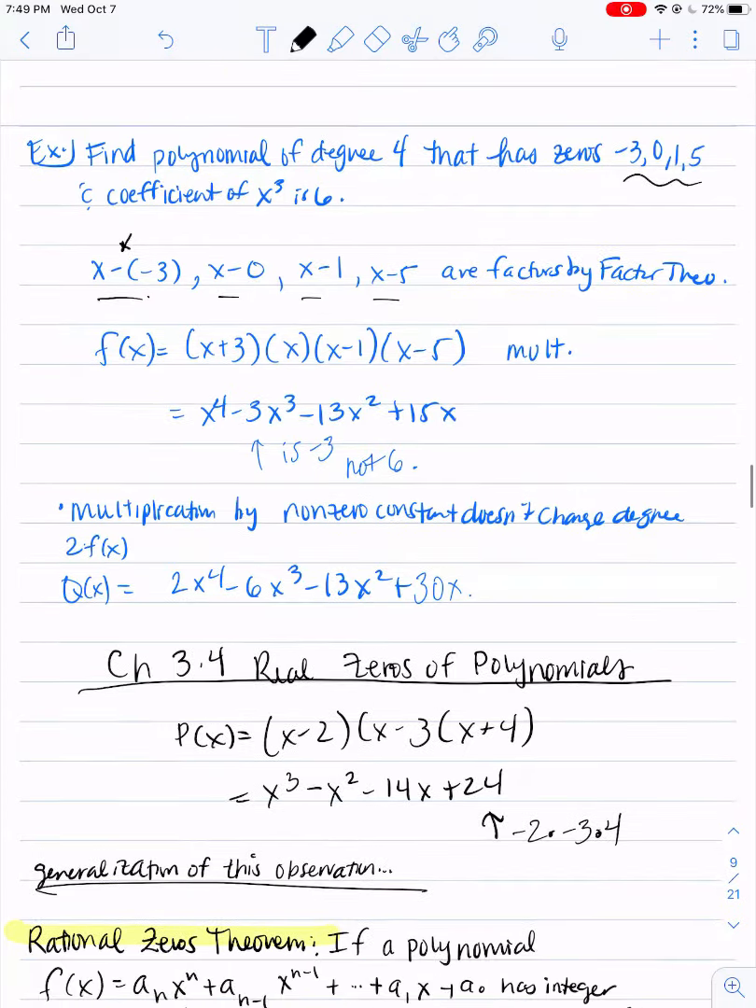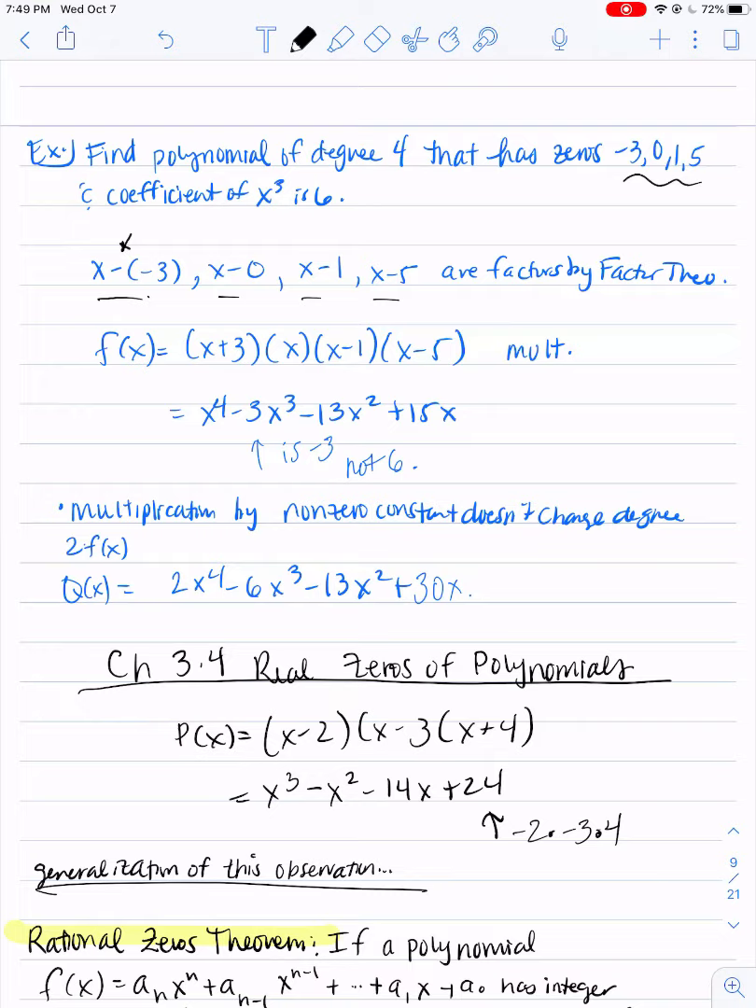And so when we multiply all these out using the distributive property, I get x to the fourth minus 3x cubed minus 13x squared plus 15x. So here I have a polynomial of degree 4, so that satisfies that. But now I need my coefficient of x cubed to be 6. And here it's negative 3. So I just go ahead and multiply by 2.